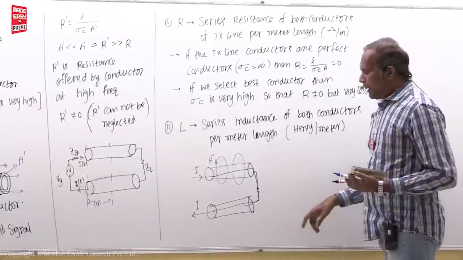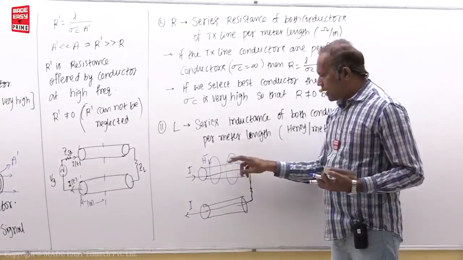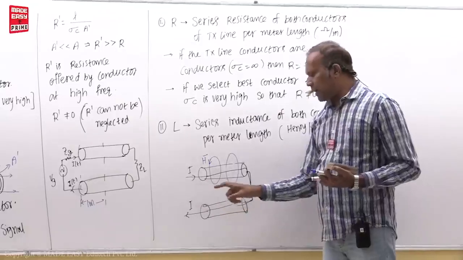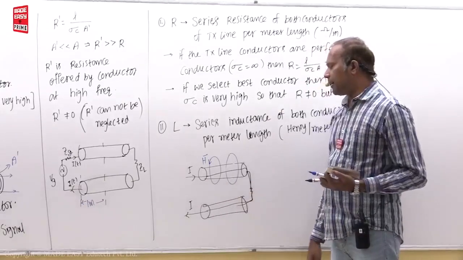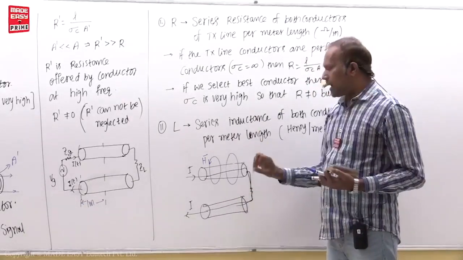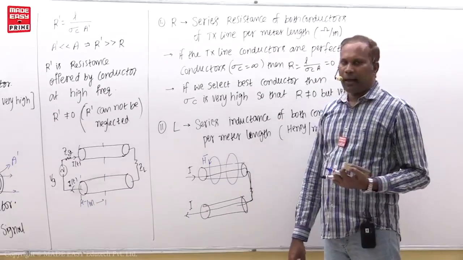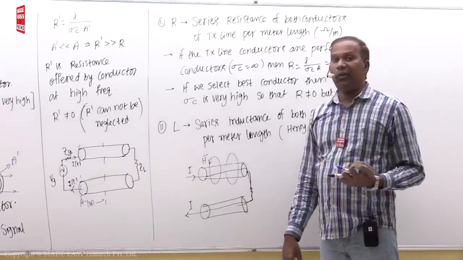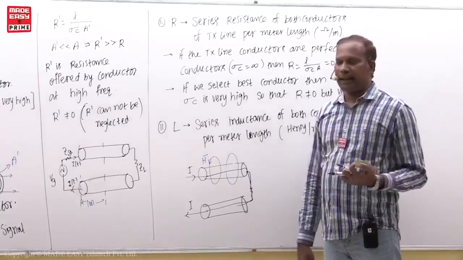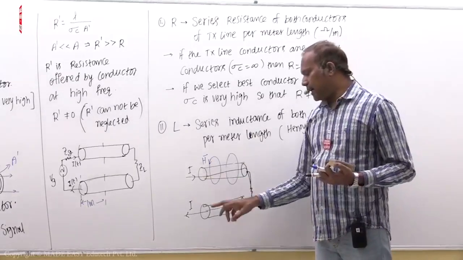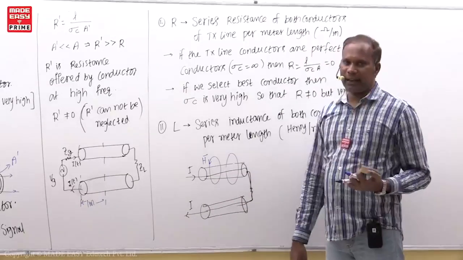In this conductor current goes, and that generates a magnetic field. In this conductor also current goes, and that also generates a magnetic field. Both have inductance. Wherever current is there, half L I square, magnetic energy is stored. So both will have inductance.